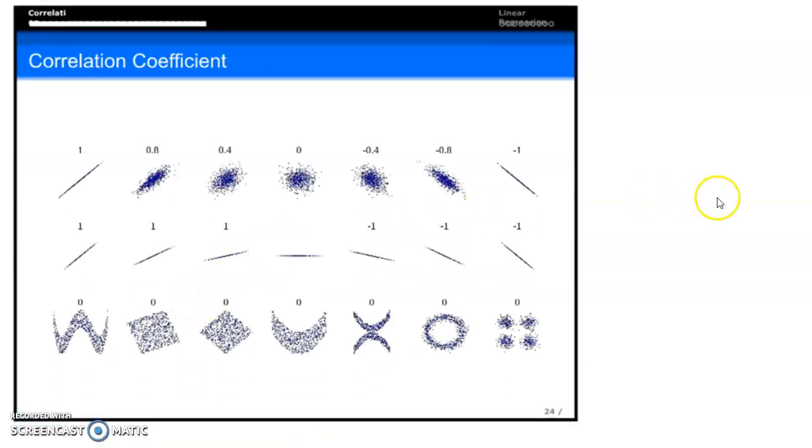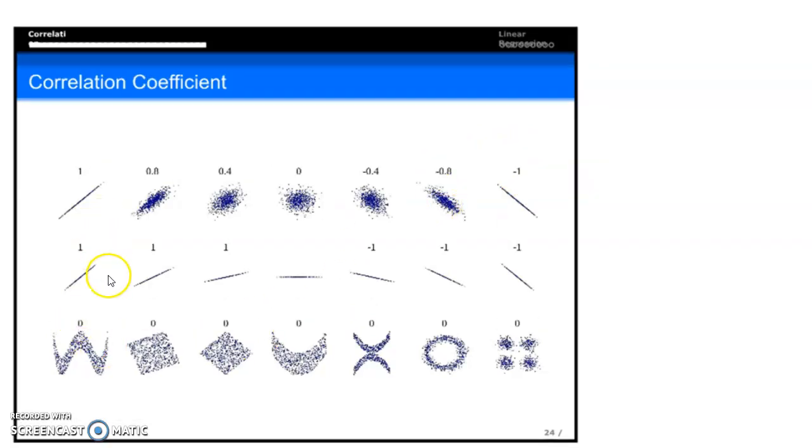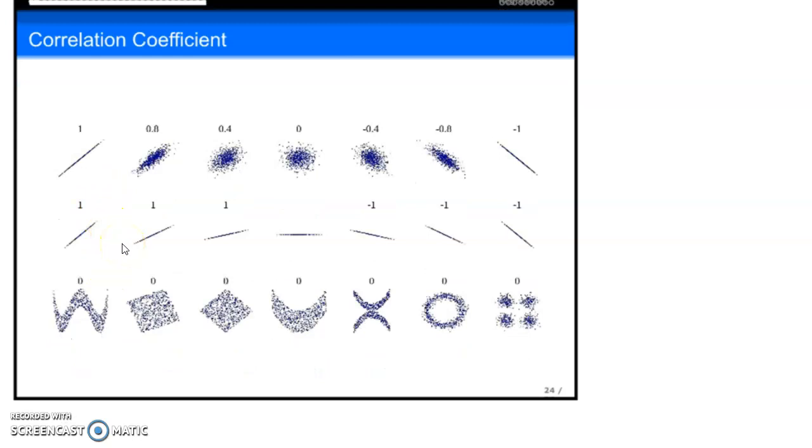Here are some other examples of the correlation coefficient in action. All of these are correlation coefficients. This is R equals -1. This is R equals -0.8, etc. Another thing that you should keep in mind is that the correlation coefficient is not the same as the slope.